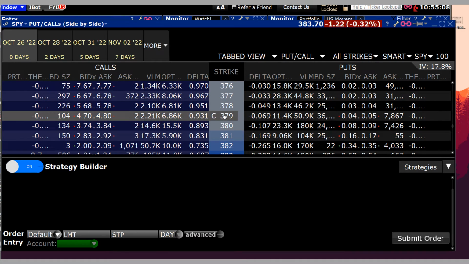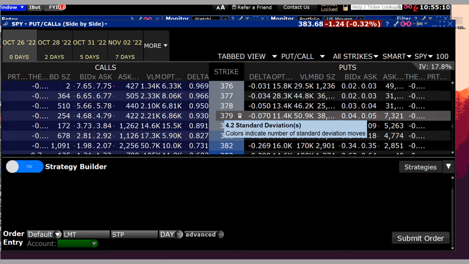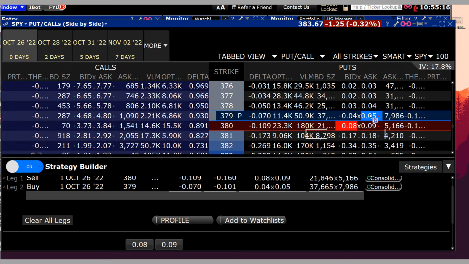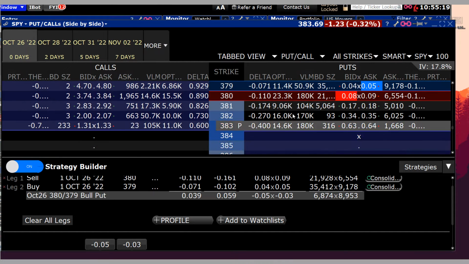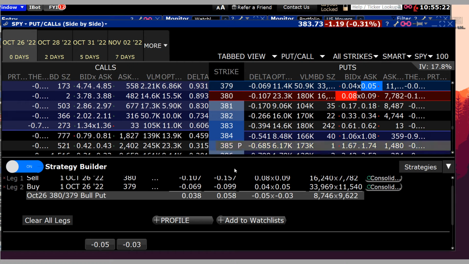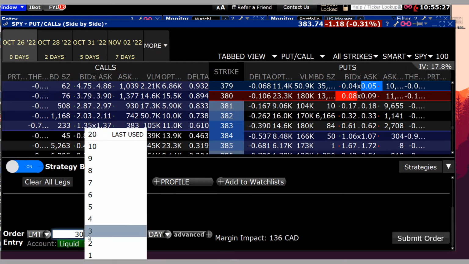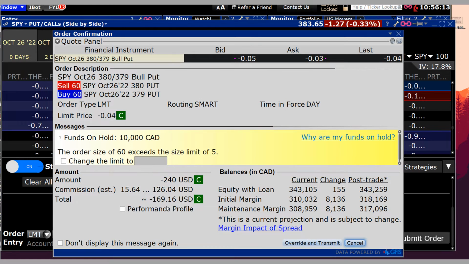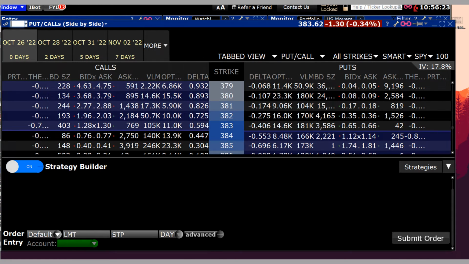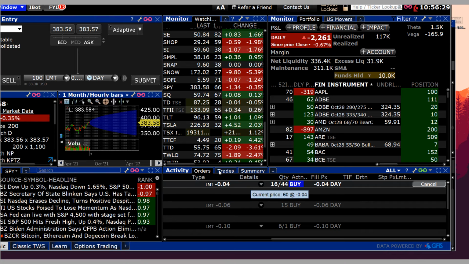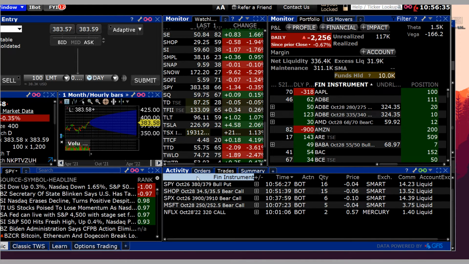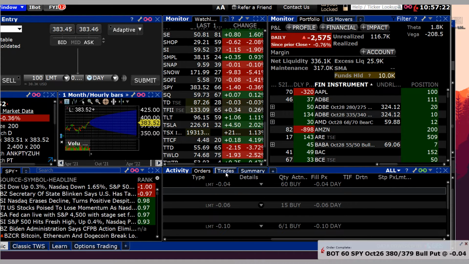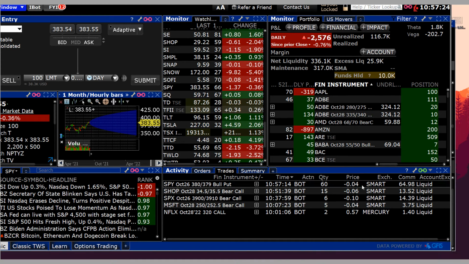I'm not going to get too much money from the 379, but the 380 I can get 8 cents for that. So if I sell this one and I buy the one before that, 379, that's a $1 spread, and I can make about 4 cents it looks like. Let's go with 60 contracts, and that will make about 170. So I'll submit that. Order partially filled. 16 contracts have been filled. Just waiting for the others now. Order partially filled. Order filled. Okay, so all 60 contracts are filled at 4 cents.